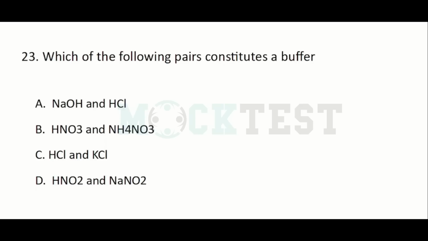Which of the following pairs constitutes a buffer? Option A, NaOH and HCl. Option B, HNO3 and NH4NO3. Option C, HCl and KCl. Option D, HNO2 and NaNO2.